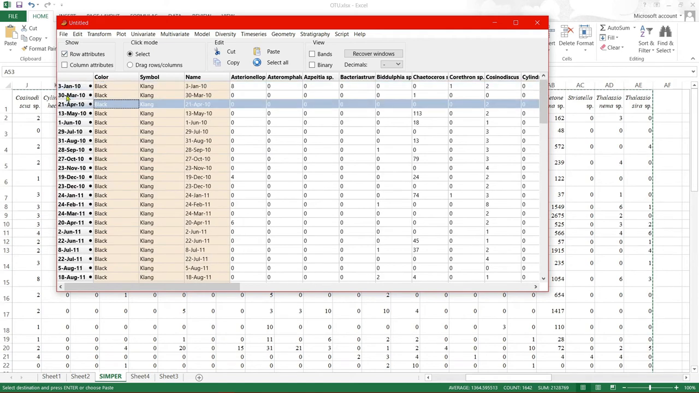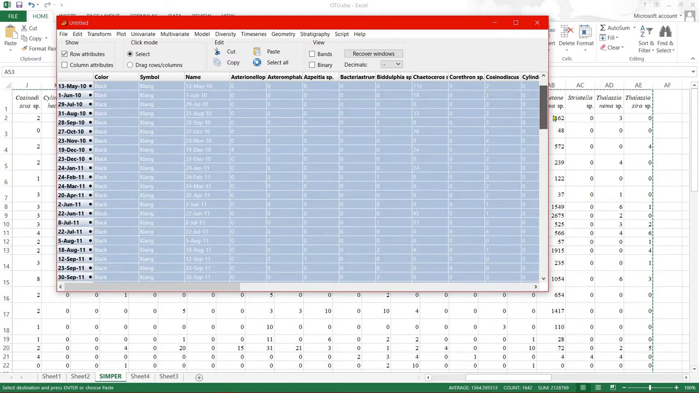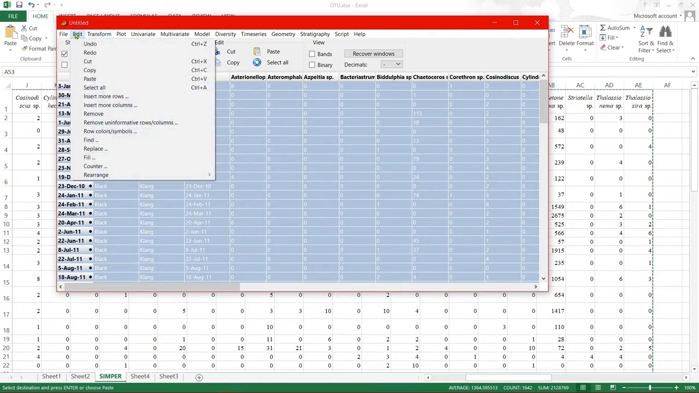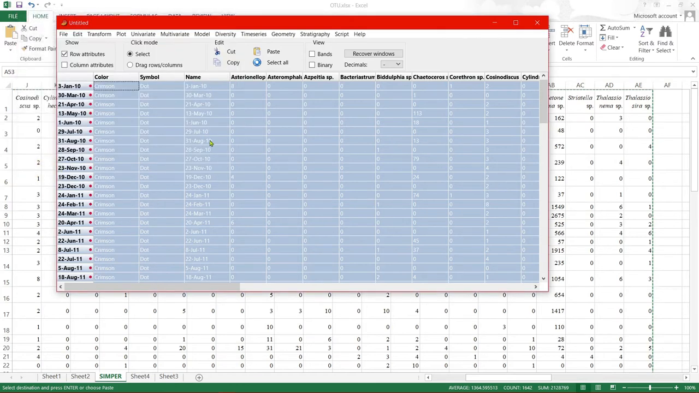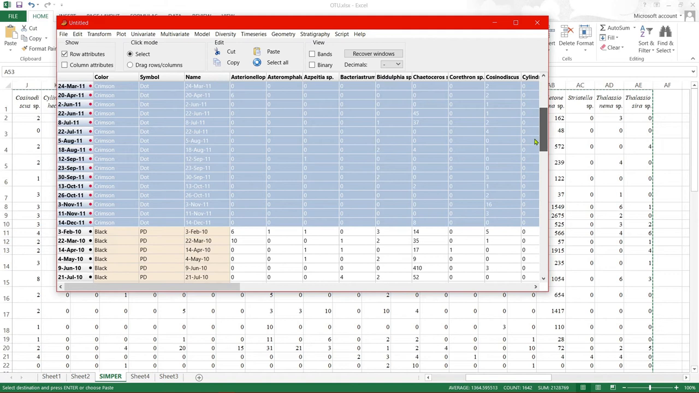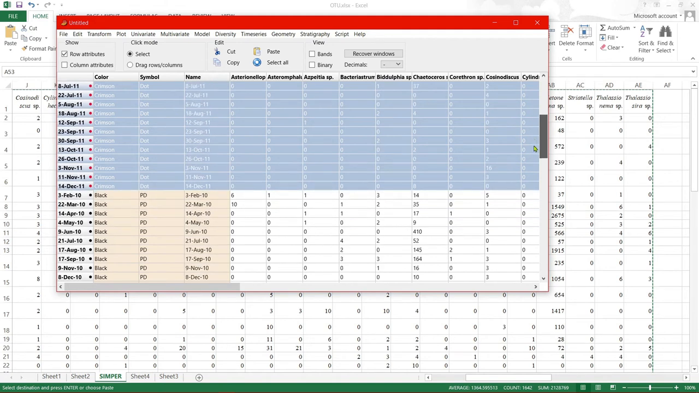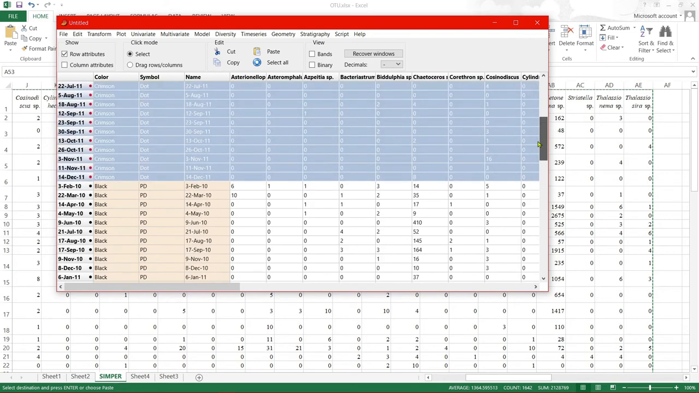for Klang. We can change the color for these rows by using the edit menu and row color slash symbols. We'll change it to maybe red. Okay, and now we have red color for Klang and black for PD samples.